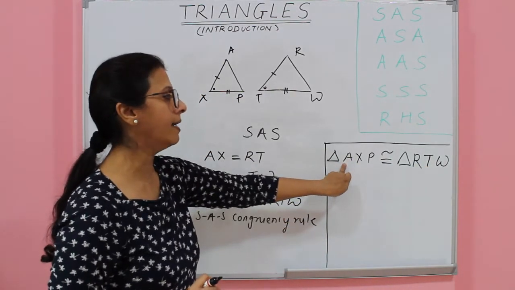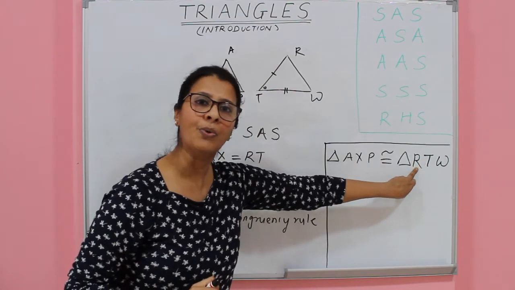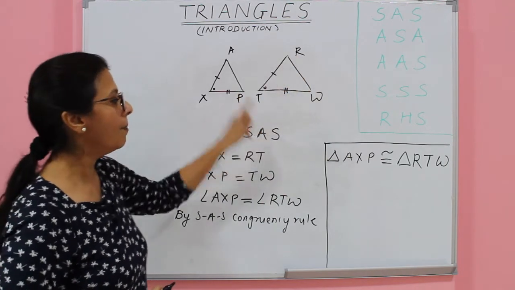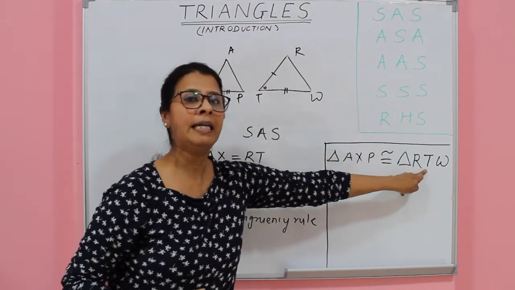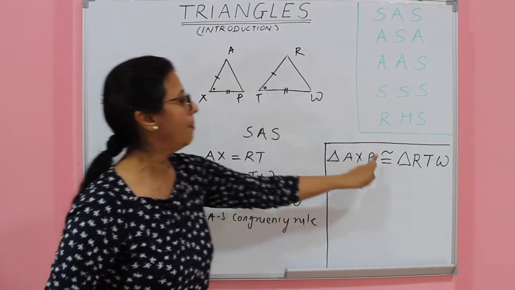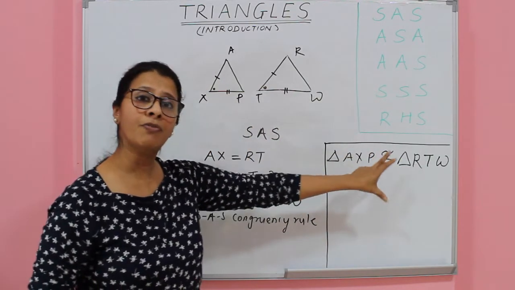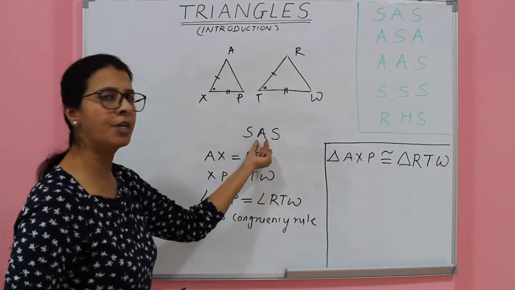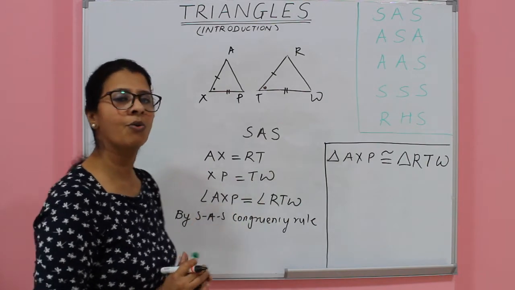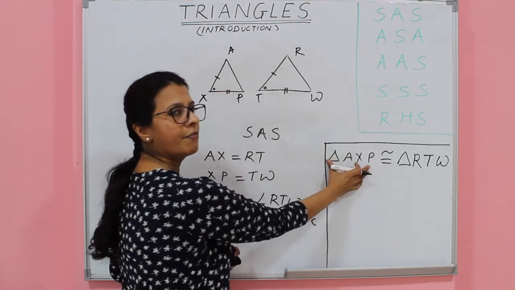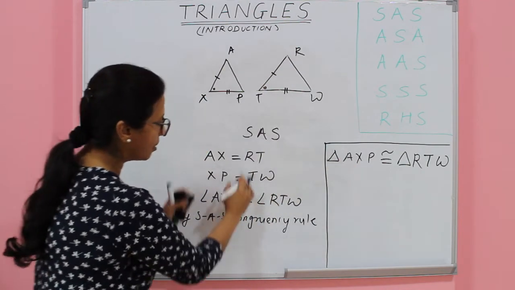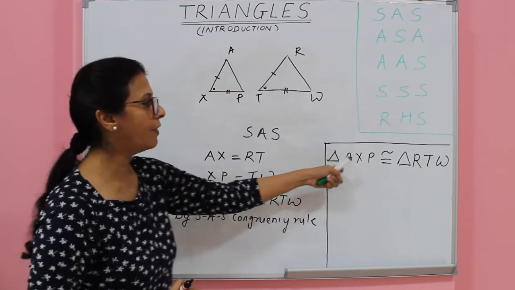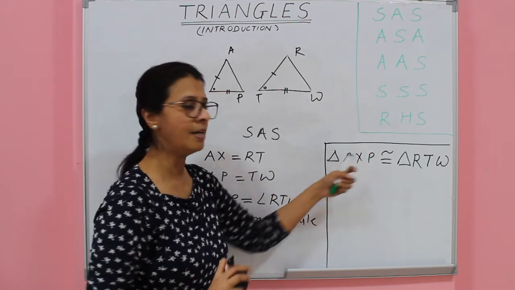It means angle A is congruent, exactly equal to R. My A is exactly equal to R. My X is exactly equal to T. X is equal to T. P is equal to W. This we found out only by giving three conditions over here. SAS: two sides and the included angle, if they are equal, my two triangles are congruent. How am I going to write the two triangles? I am going to write first the name of the first triangle and then I am going to search the hints from here and write the name of the next triangle. Clear? So this is very important, how you are going to write the congruency later on.